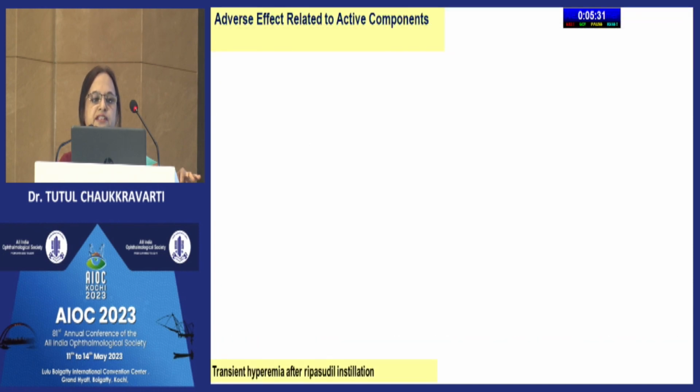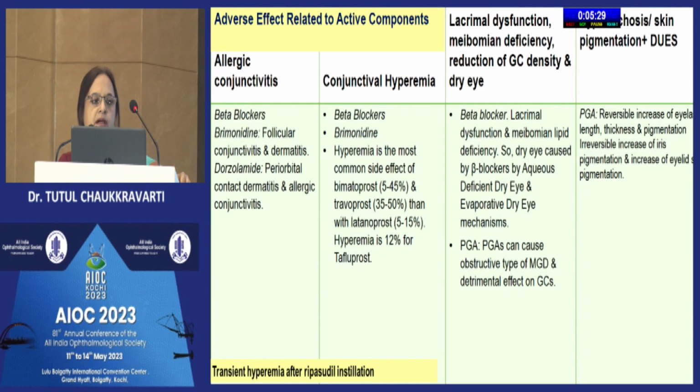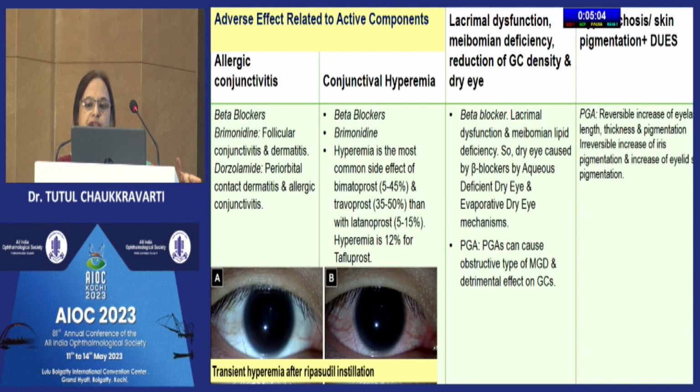Next comes adverse effects related to active component. Now, allergic conjunctivitis is related to beta blocker, brimonidine and dorzolamide. Conjunctival hyperemia is common with beta blocker, brimonidine and prostaglandin analog, and the most common is bimatoprost. Lacrimal dysfunction, meibomian deficiency, reduction of goblet cell density, and dry eye are related to beta blocker and prostaglandin analog. Now, skin pigmentation and DUS is also related to prostaglandin analog.